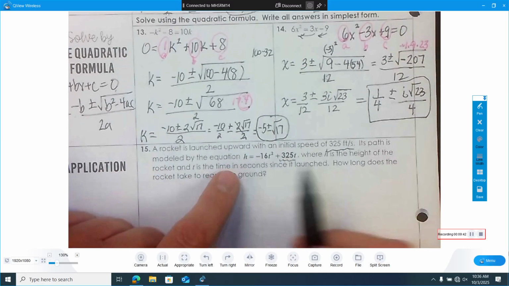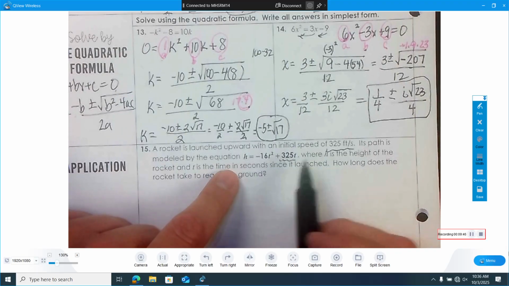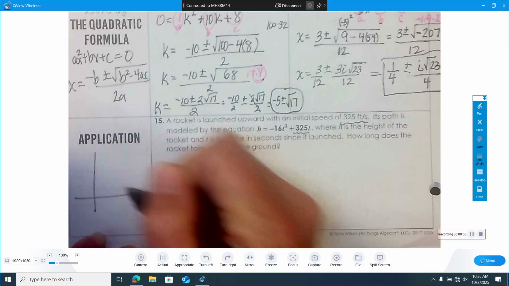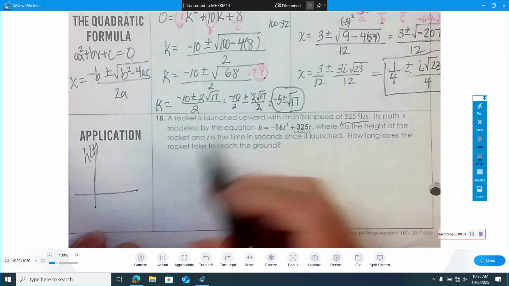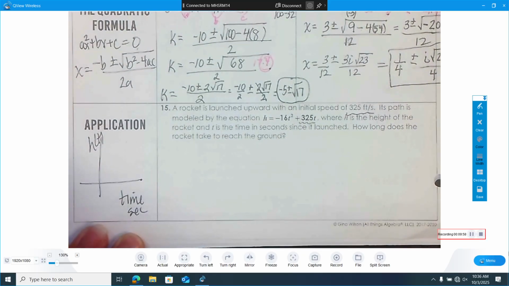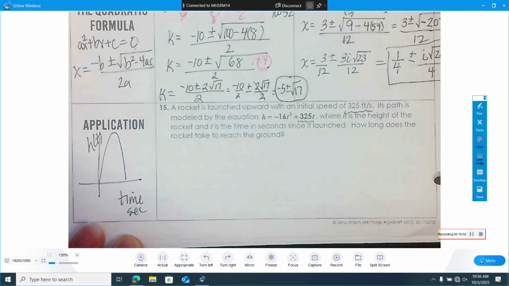Its path is modeled by the equation h equals negative 16t squared plus 325t, where h is the height of the rocket. That is how high it's going. And t is time modeled in seconds. And so we get this height of the rocket over time, something like that shape there, okay?